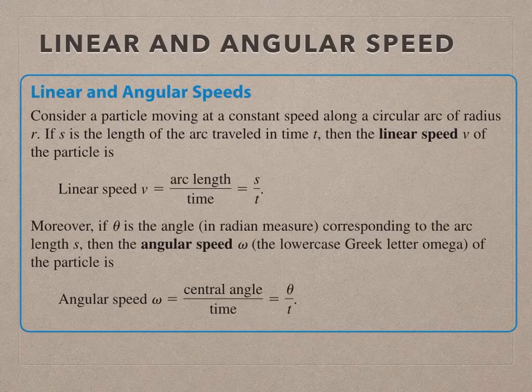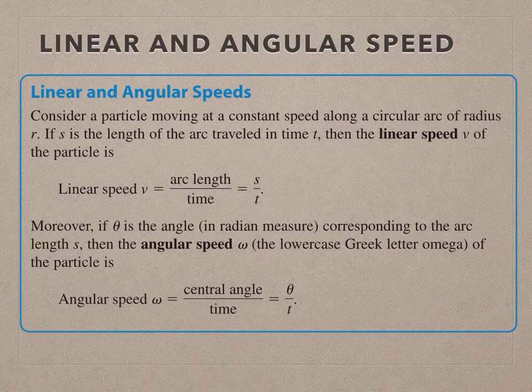Okay, keeping that same idea going, let's talk about linear speeds and angular speeds. Consider a particle moving at a constant speed along a circular arc of a radius r. So whatever you have is moving in an arc.